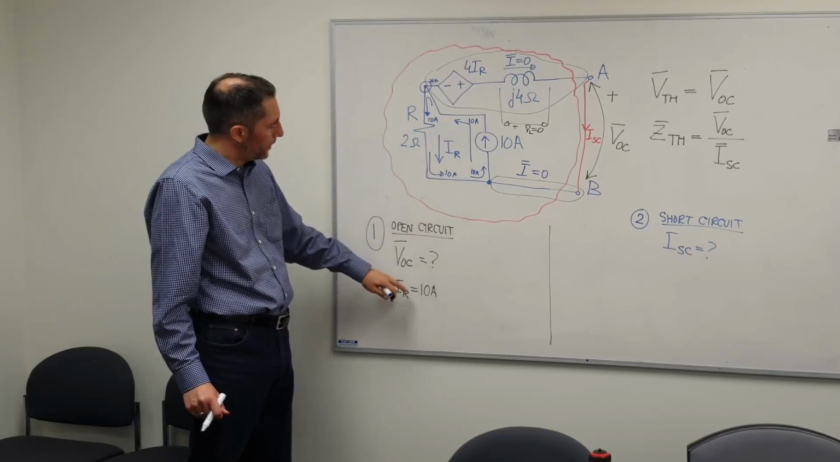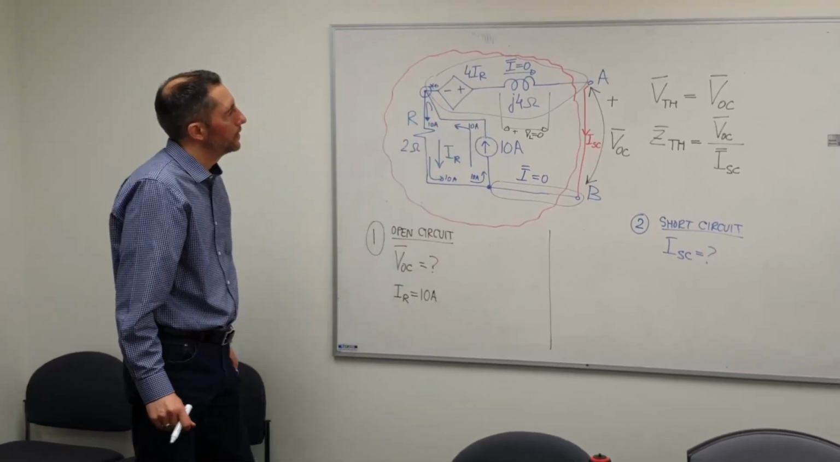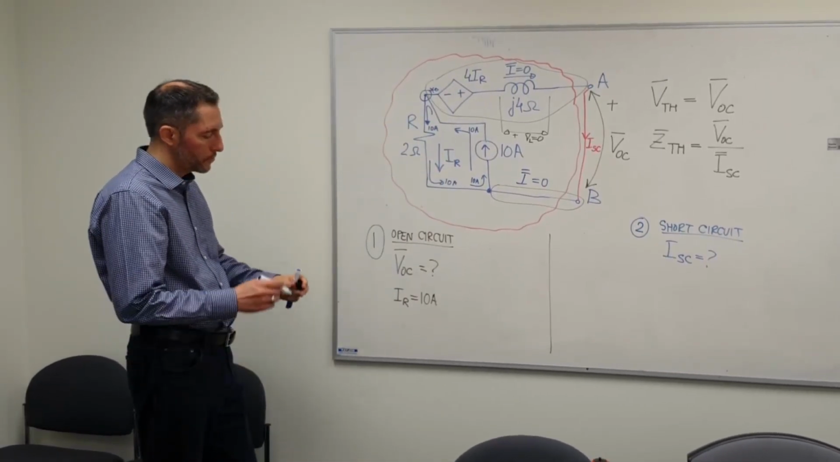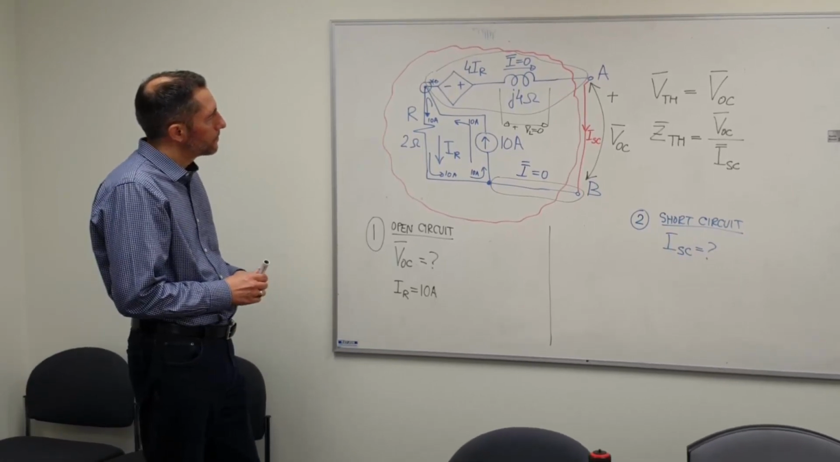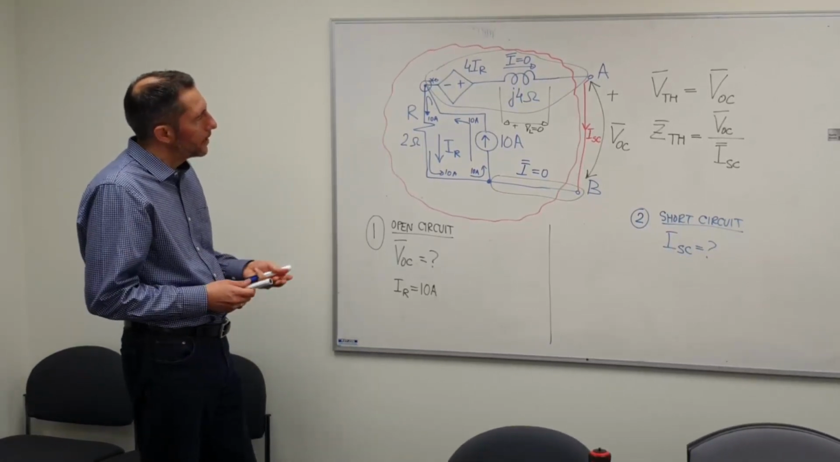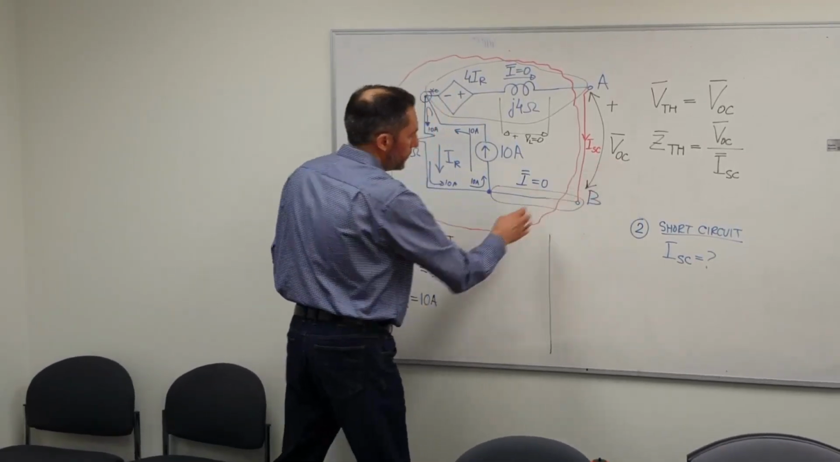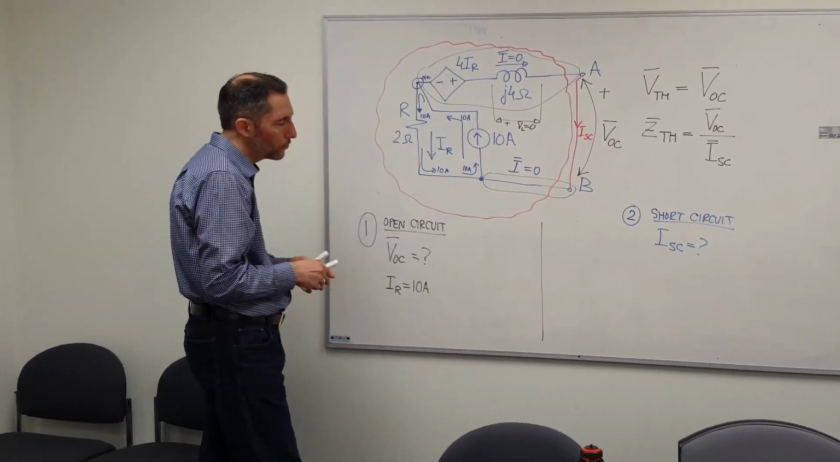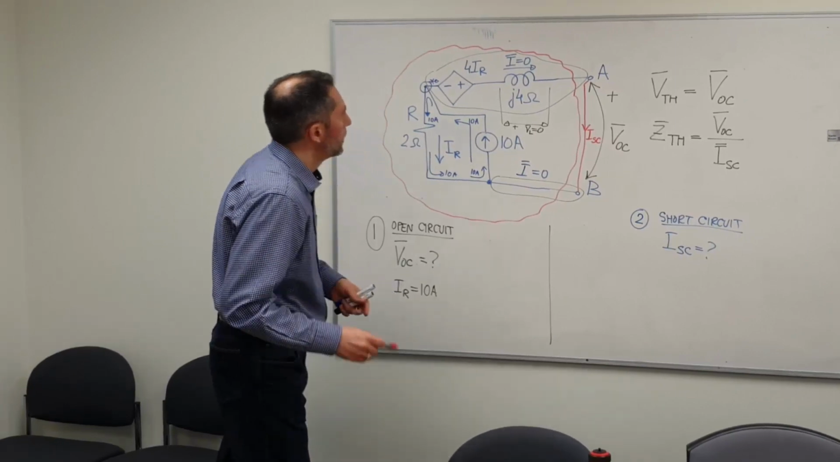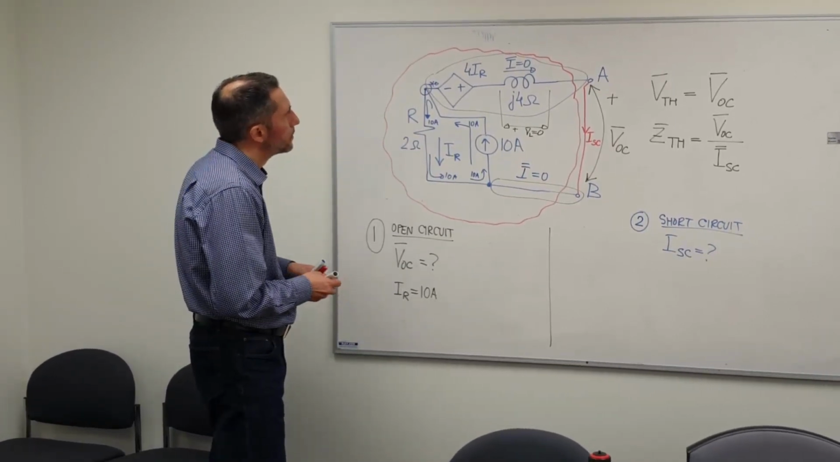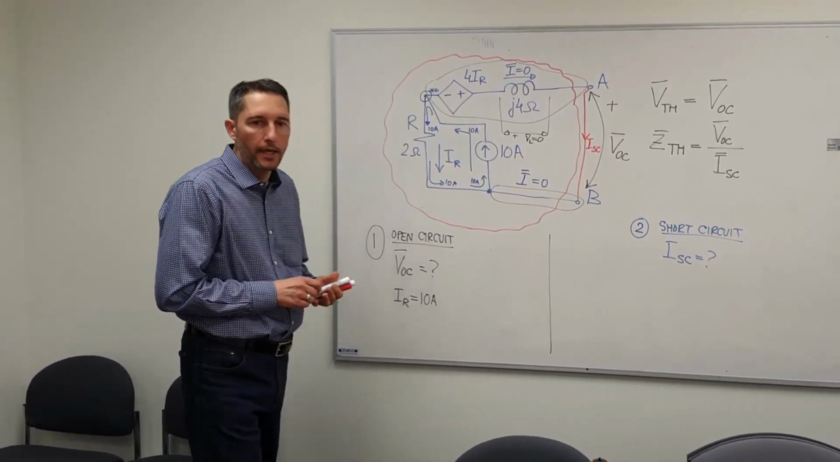The reason why we need that is because we will eventually need it for that dependent source voltage. Now, we might be ready to write the equation for this voltage VOC. In order to do that, we can, let's say, select a path.